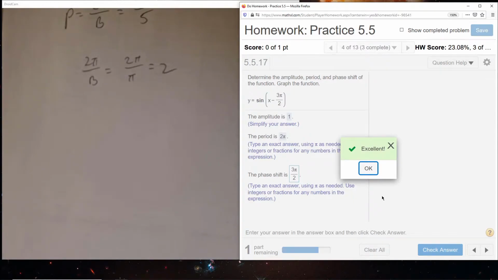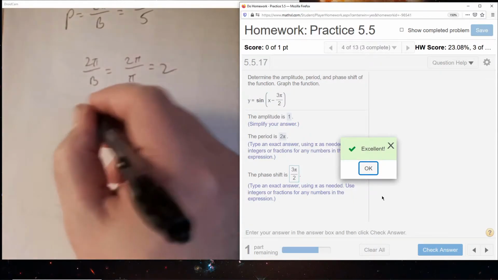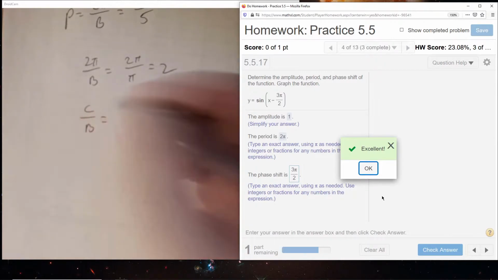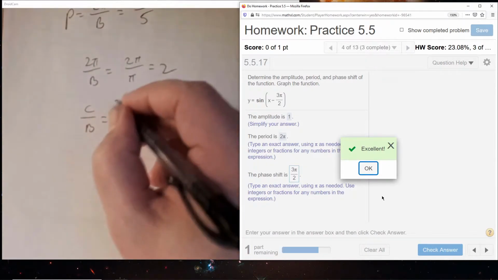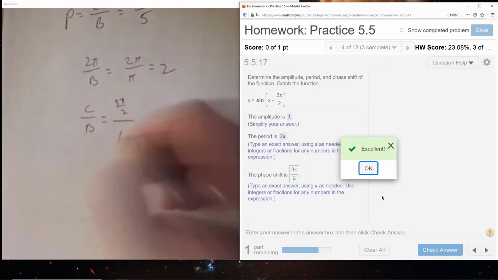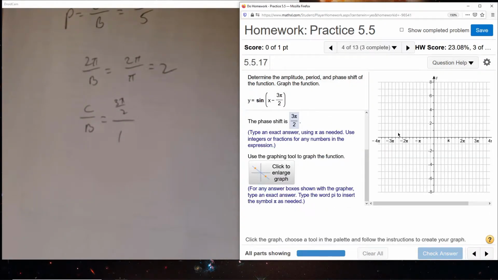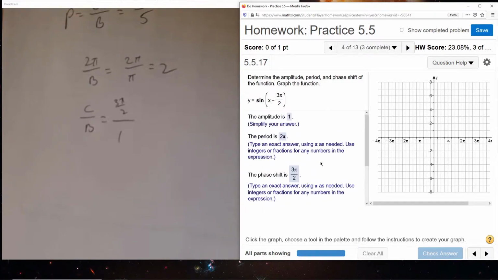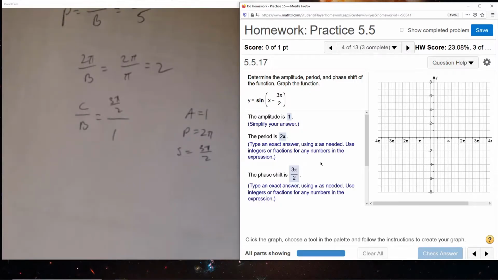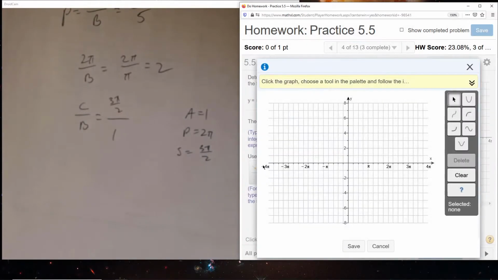Now, for the phase shift, also remember the phase shift is c over b. For our particular problem, c is 3 pi over 2 and b is 1. So we get 3 pi over 2. And then finally, we will graph this. So let me just remember this really fast. We have an amplitude of 1, a period of 2 pi, a phase shift of 3 pi over 2. So let's graph all that.